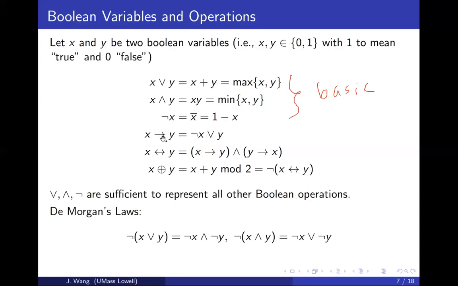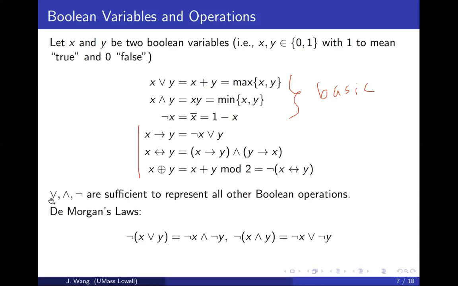For instance, X implies Y is simply equal to the negation of X or Y. And then X is equivalent to Y, which is just X implies Y and Y implies X. And X exclusive or Y, which is X plus Y modulo 2, is the negation of X is equivalent to Y. As you can see here, these three Boolean operations can be represented by the three basic operations: or, and, and negation.